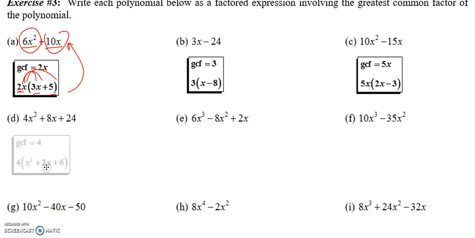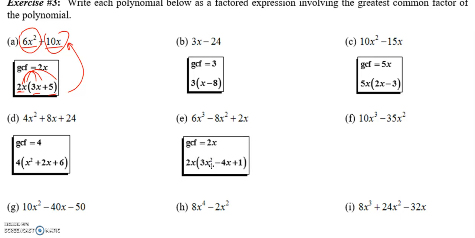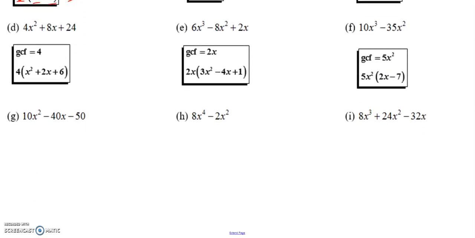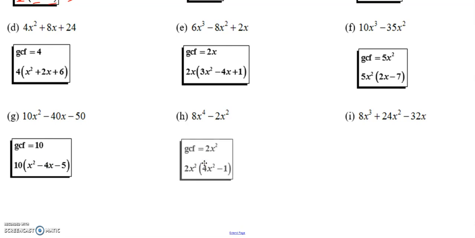Part D, there's that. And part E. Part F, and the last couple here. Too bad you didn't make one where just a letter was common, but that's okay. All right, so that is GCF factoring completely, so you really want to get this down.